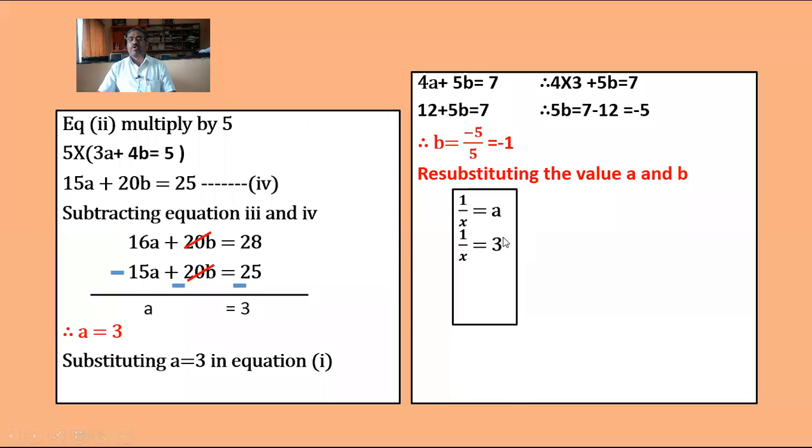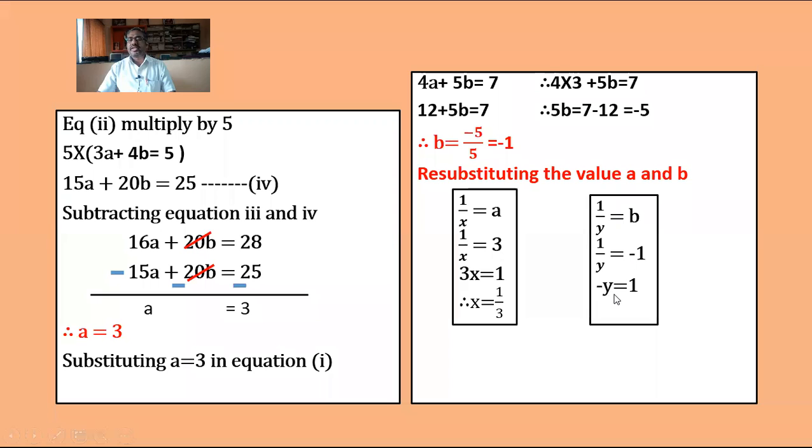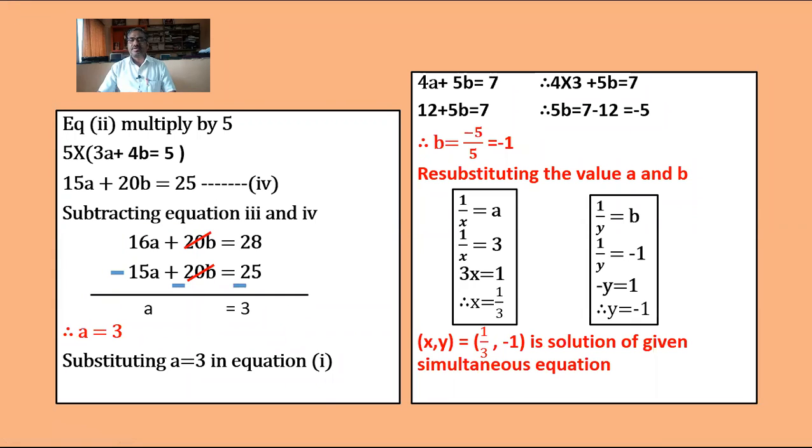Therefore 1 upon x is equal to a. 1 upon x is equal to the value of a, which is 3. Here is a cross multiplication. 3 upon 1, 3x multiplied, 3x is equal to 1 into 1 is 1. 3x is equal to 1. Therefore x is equal to 1 upon 3. This is the value of x. Similarly, resubstitute the value of b. 1 upon y is equal to b. The value of b is equal to minus 1. Therefore 1 upon y is equal to minus 1. Here cross multiplication, then we get minus y is equal to 1. Hence y is equal to minus 1. Therefore x is equal to 1 upon 3 and y is equal to minus 1 is the solution of the given simultaneous equation.